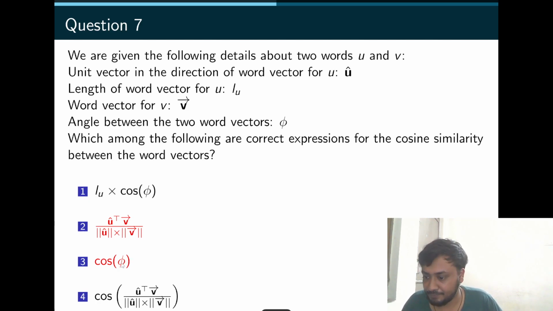Okay, thank you so much, sir. Yeah, and if you need to find the angle between the vectors, then you have to take cos inverse of the cosine similarity. Okay, thank you, sir.